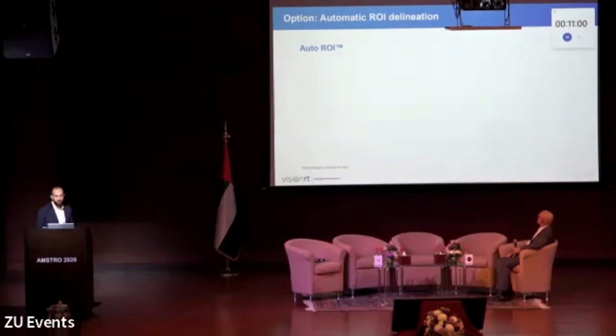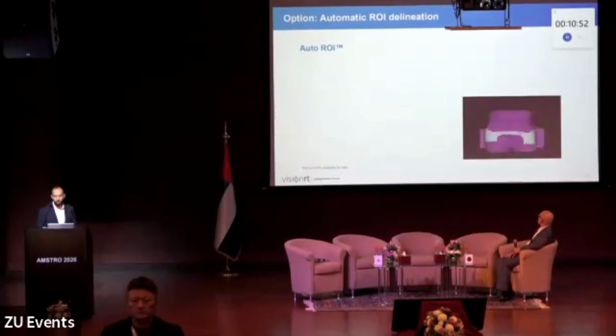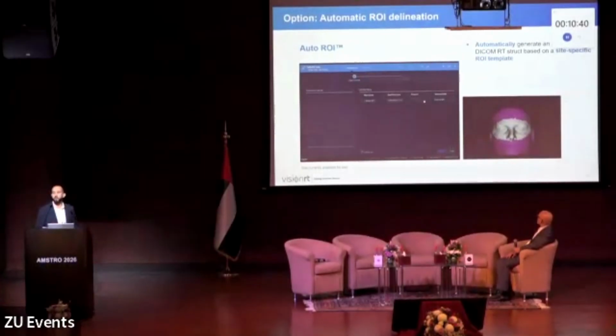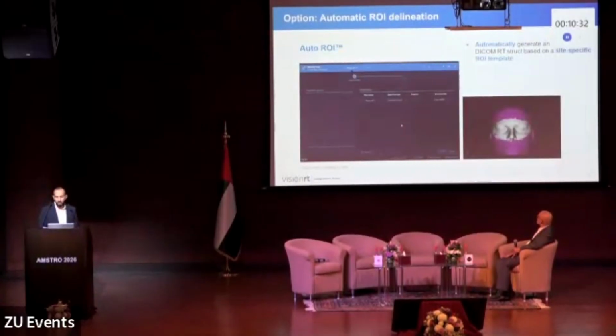Another new feature this year is the auto ROI. I know there are some users here of AlignRT, and they know that sometimes it takes a little bit of time to do the ROIs manually, and each time it will be different from one user to another. So with this feature, we can have auto ROI. It will be automatically drawn on your AlignRT, and it will be standardized. So the same auto ROI will be the same for all your patients.